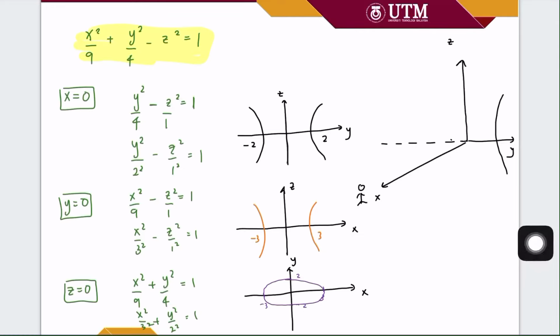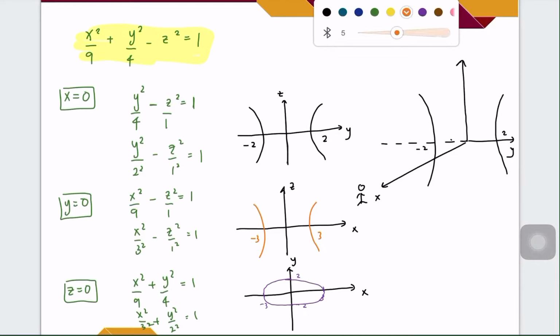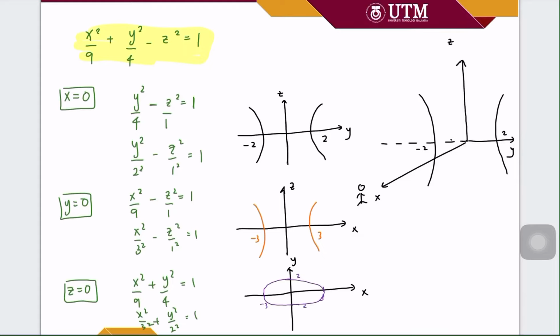So here is 2, here is negative 2. Now you are at the y equal to 0 plane. You are here, and you look at the side wall. So it's 3.